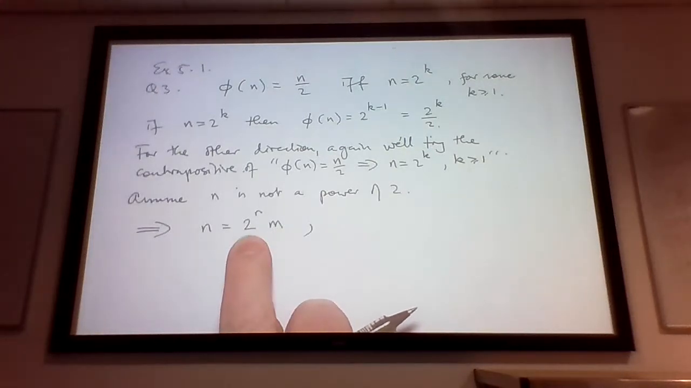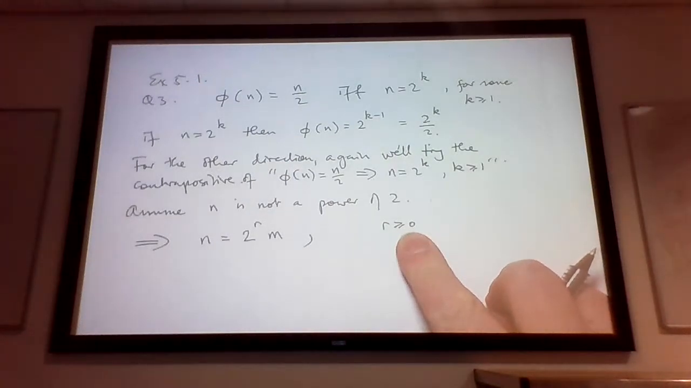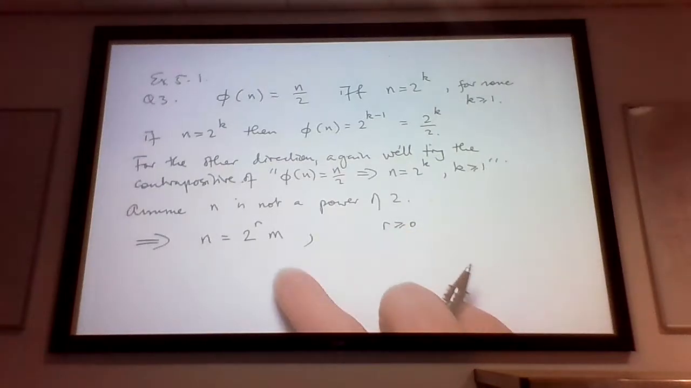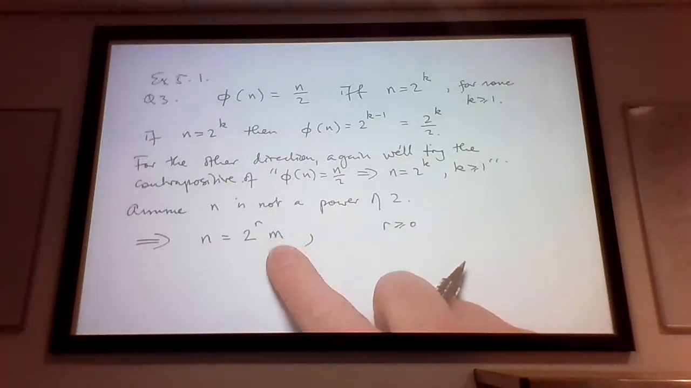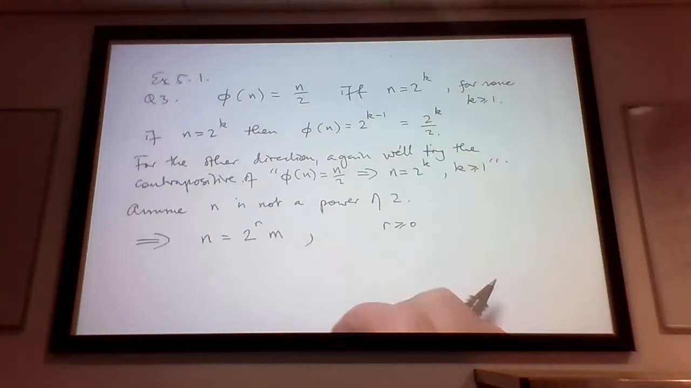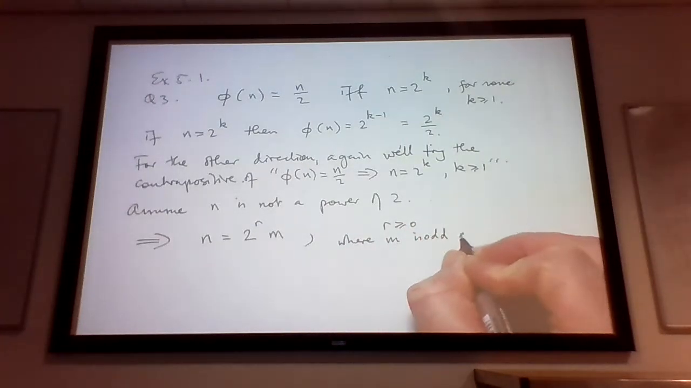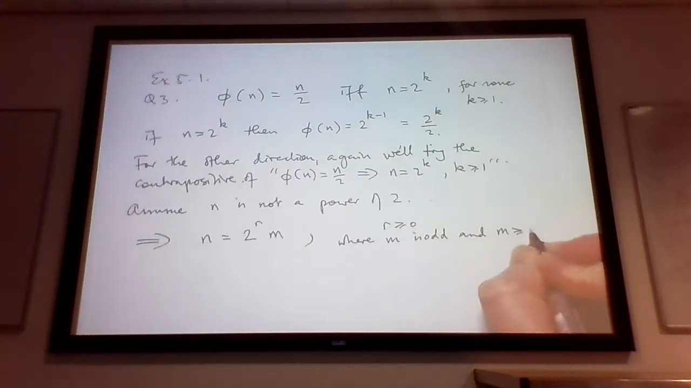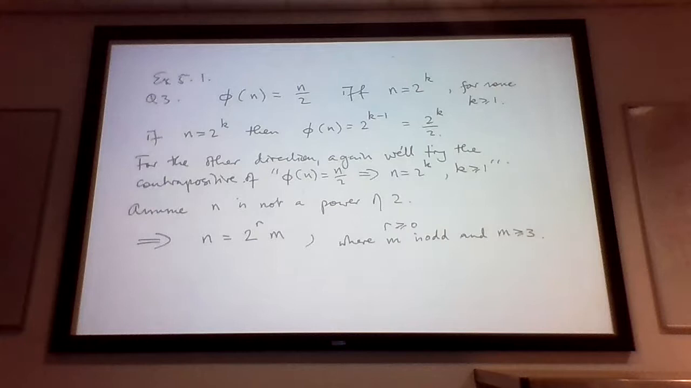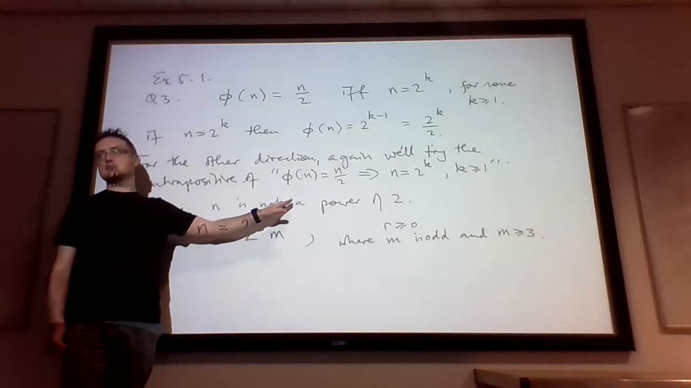You can always potentially take the 2's out of any number, although you have to allow for the fact that there may be no 2's in it. But if we're assuming n is not a power of 2, then we're assuming m is not equal to 1, so that m is an odd number strictly greater than 1. So m is odd and m is greater than or equal to 3. Because if m was 1, then n would be a power of 2, but we've just assumed it's not a power of 2.